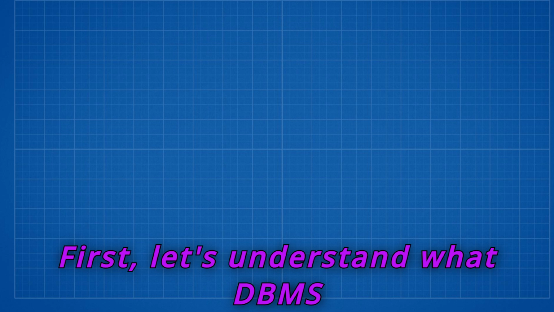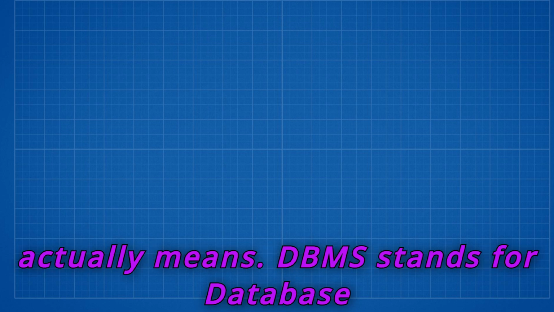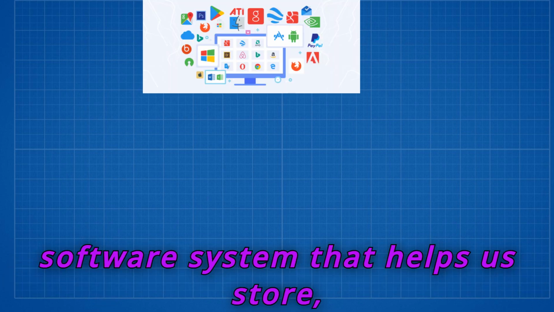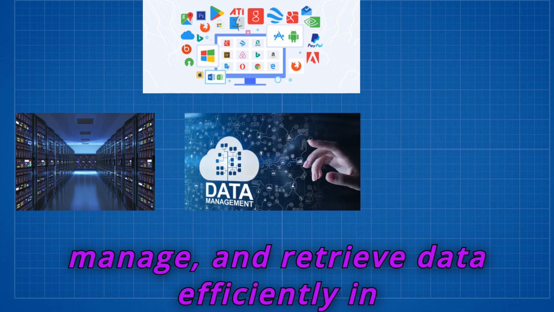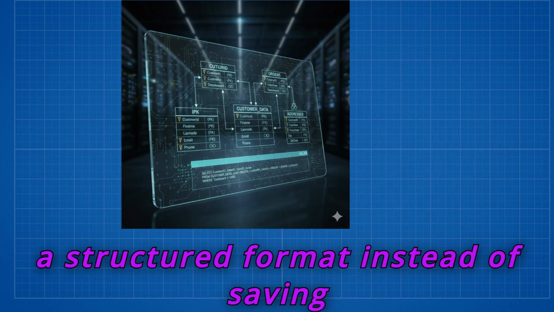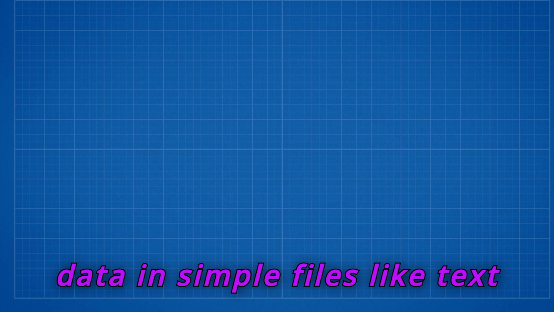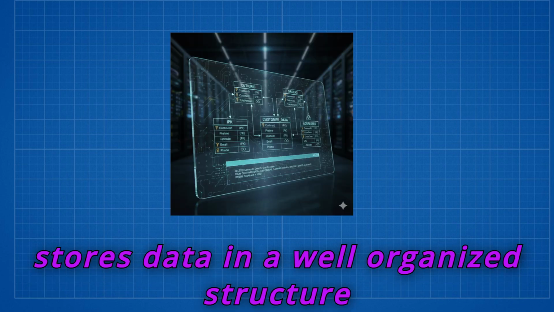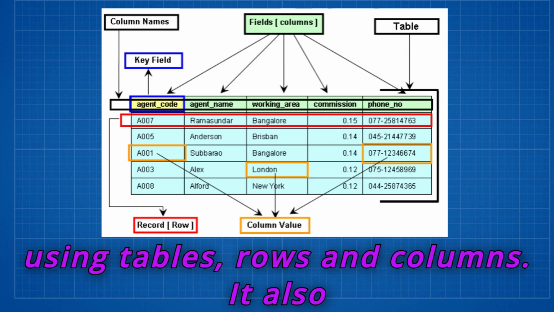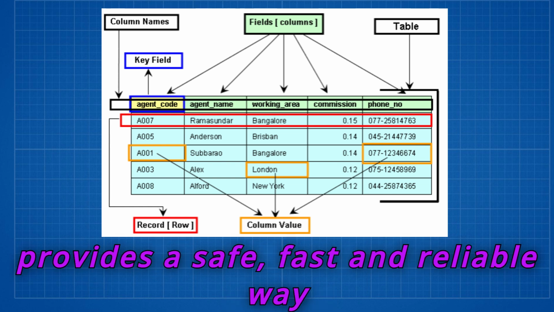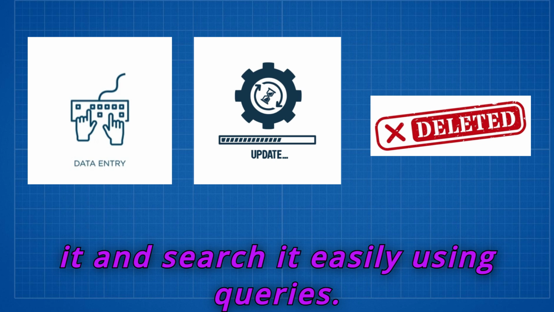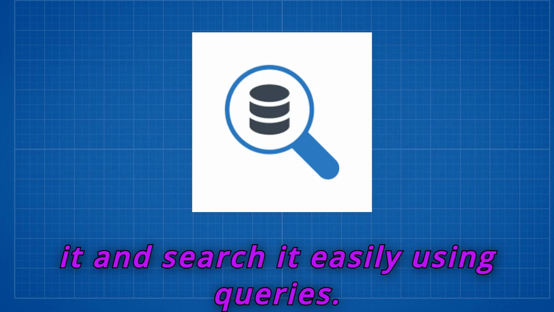First, let's understand what DBMS actually means. DBMS stands for Database Management System. A DBMS is a software system that helps us store, manage, and retrieve data efficiently in a structured format. Instead of saving data in simple files like text files or Excel sheets, a DBMS stores data in a well-organized structure using tables, rows, and columns. It also provides a safe, fast, and reliable way to work with large amounts of data. You can insert data, update it, delete it, and search it easily using queries.